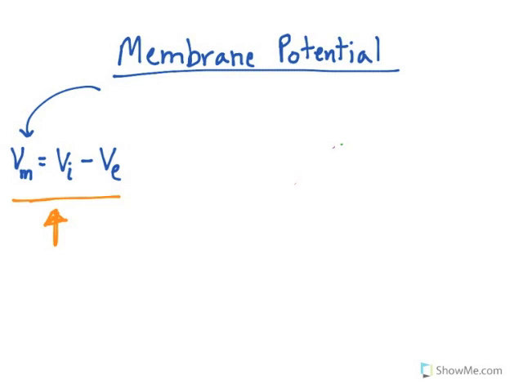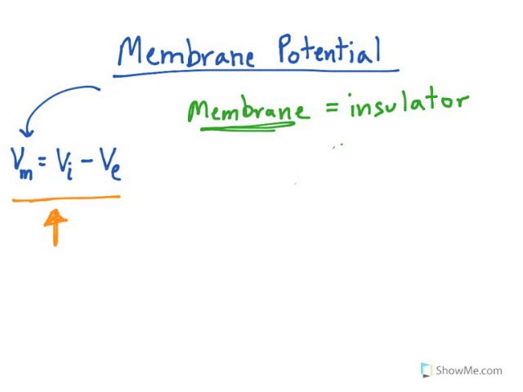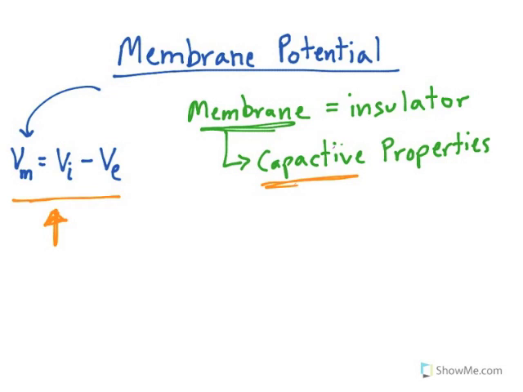The first point is that the membrane is a good insulator. Membrane equals insulator, and in this case, electrical insulator. It's a good electrical insulator. Specifically, I'm referring to the lipid portions of the membrane. They're very good insulators. They won't allow charge through. And that gives the membrane capacitive properties, or it gives the membrane a capacitance. Again, I will provide some links in the description of this video so that you can look up exactly what capacitance means.